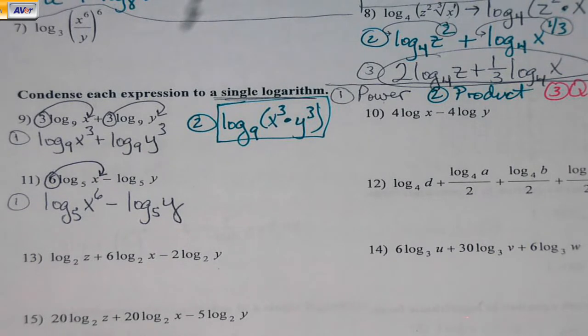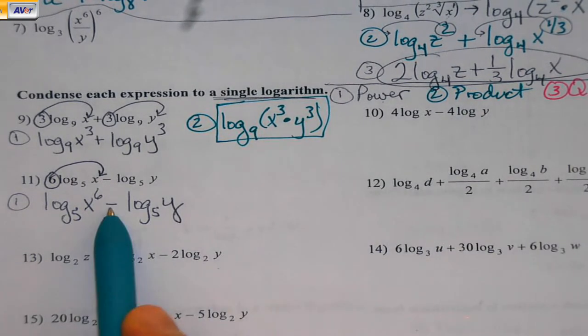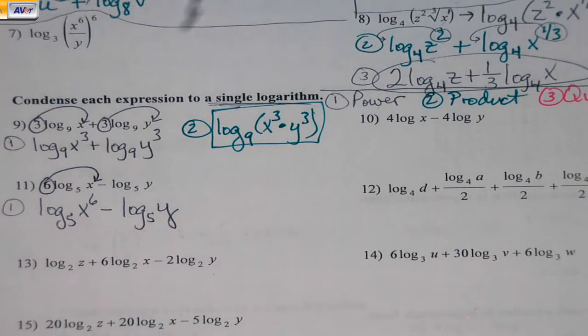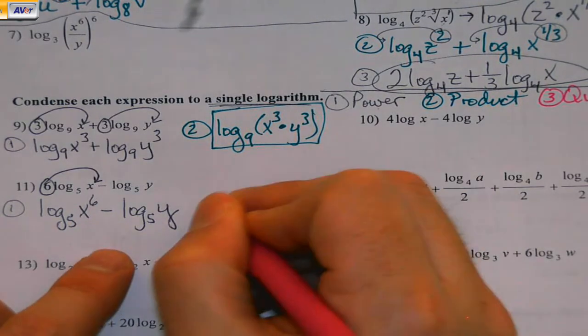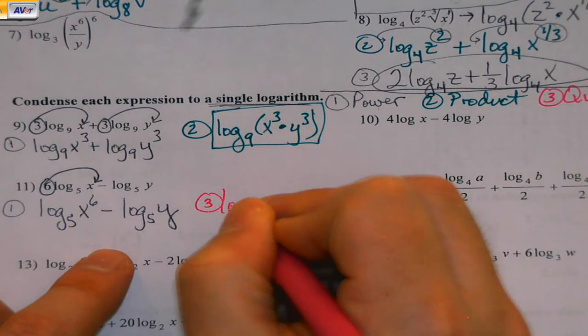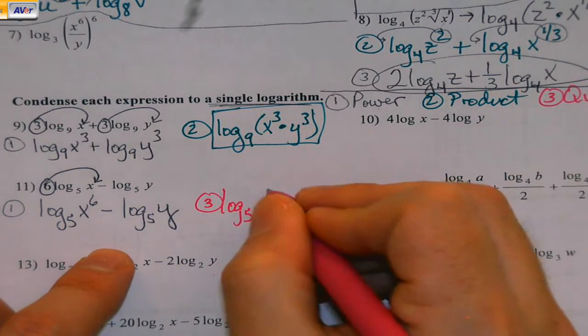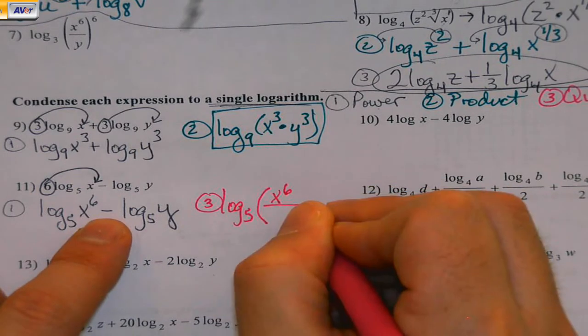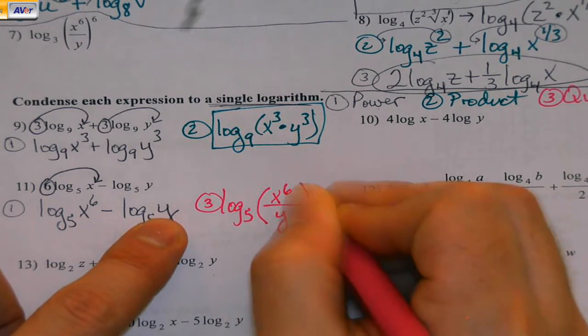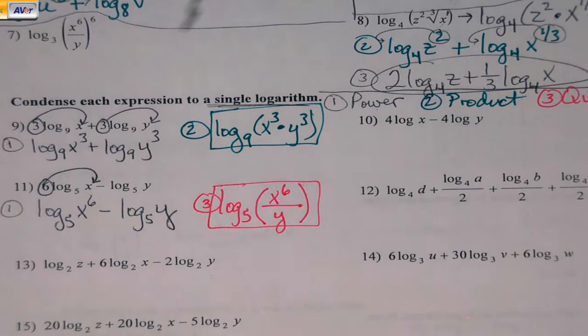So once I get there, product, do I have any add? Nope. Quotient, do I have any subtract? Yes. That turns into divide. So, x to the 6th, there's my minus. And it becomes divide. I'm down to one log, one fraction, and that's what we're looking to do.